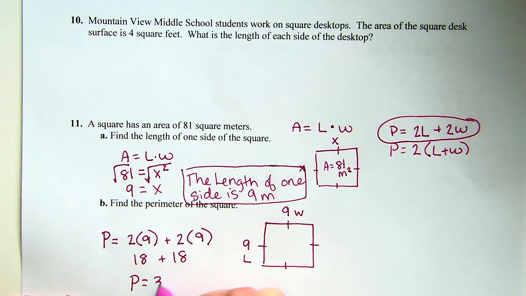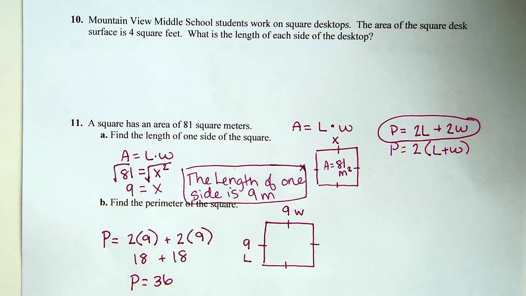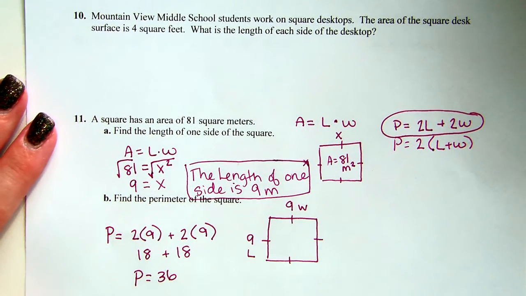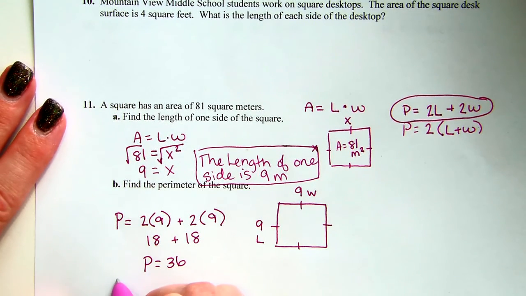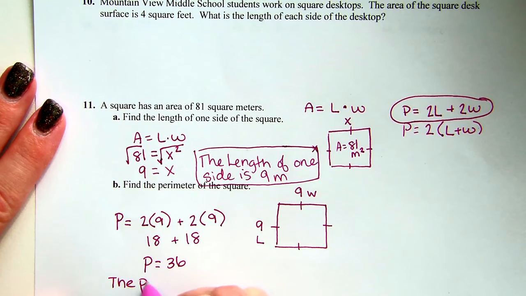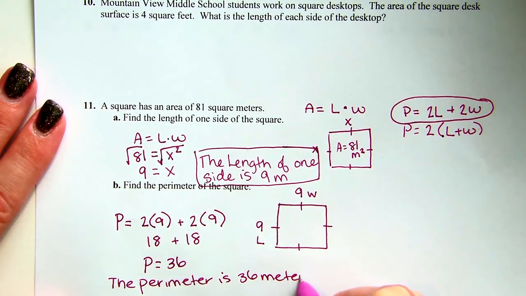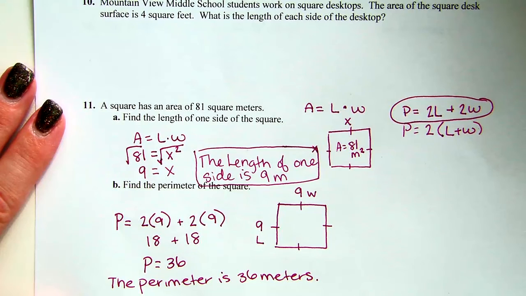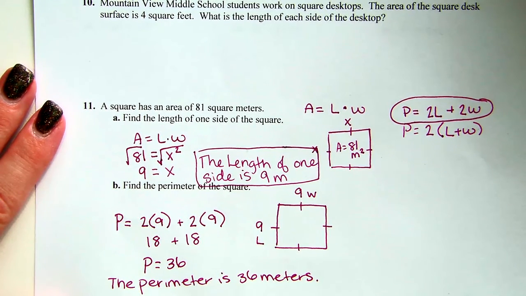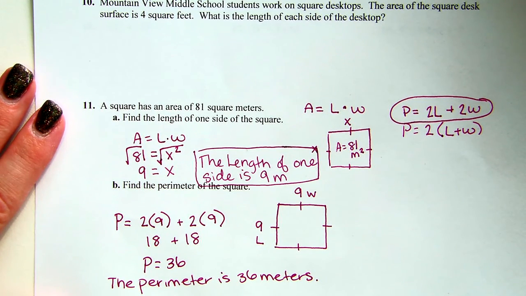Now once again, this is a word problem, so I'm going to state words in my answer. So we are going to write the perimeter is 36 meters. Now once again, the perimeter is not squared. It is just a simple unit of measurement, so we're just going to write it as meters.